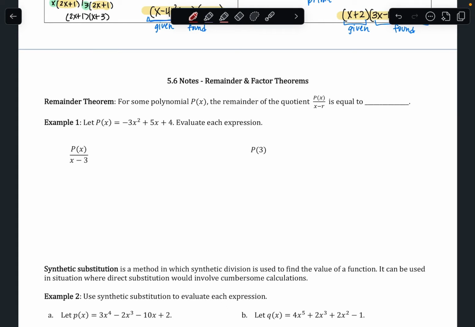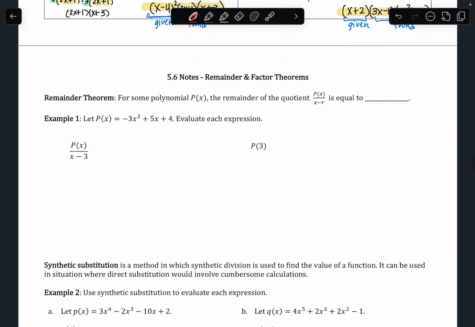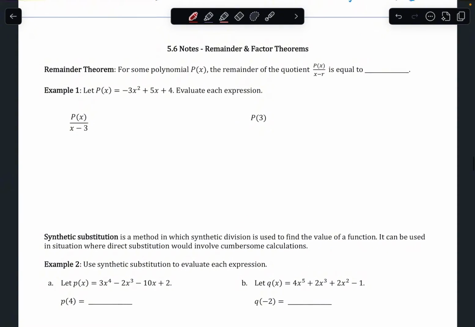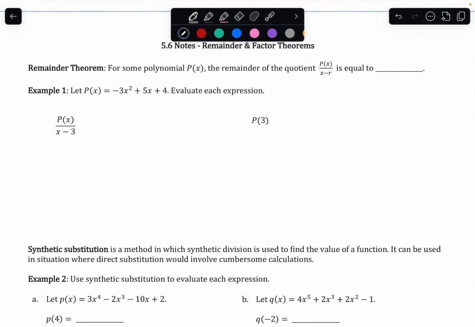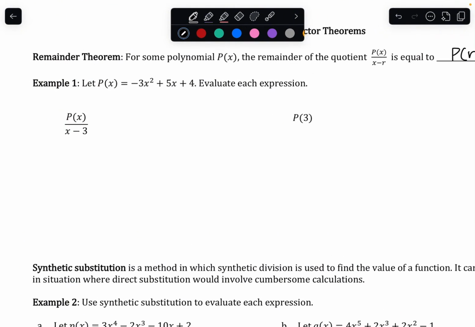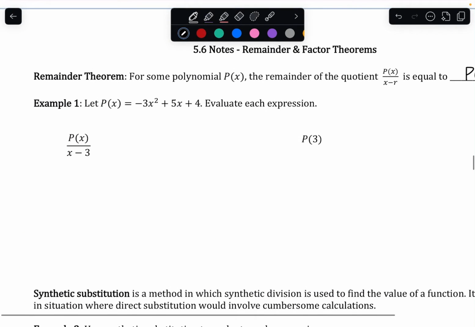All right, in this lesson, we are going to look at the remainder and factor theorems and also some really helpful applications of synthetic division. And so first of all, the remainder theorem says that for some polynomial p of x, the remainder of the quotient p of x divided by x minus r is equal to p of r. Okay, and so we're just going to show that that is true with this example.